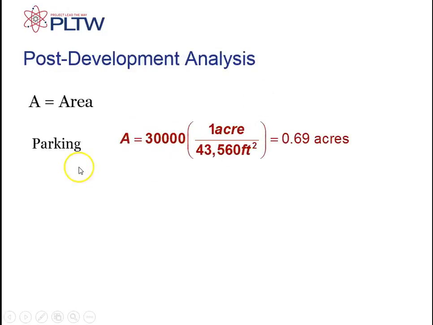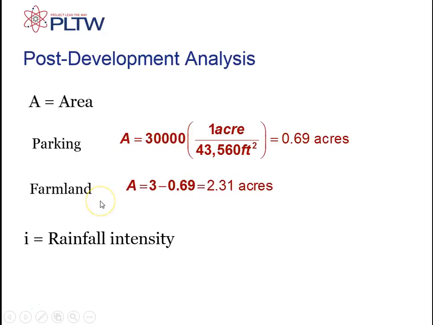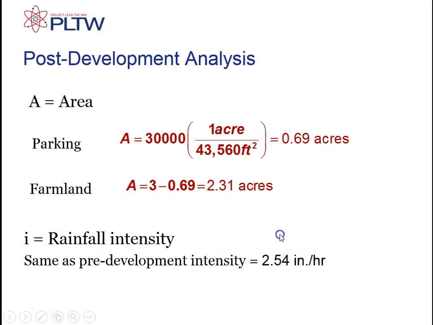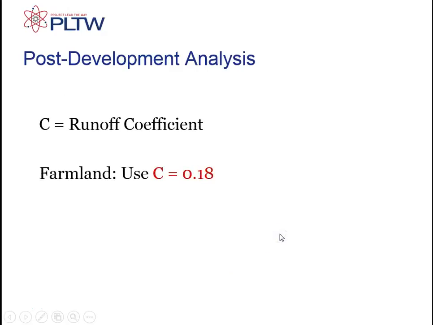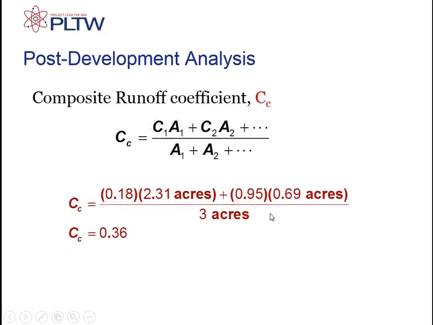Now after we've made the development, we need to calculate each different area. Parking, change the 30,000 feet with our conversion factor over to acres. Farmland, that we left as farmland. And then we have intensity, same as before. Runoff coefficient for farmland, we look it up on the table. This is the same number we had from before. And the asphalt, we're going to use this one.